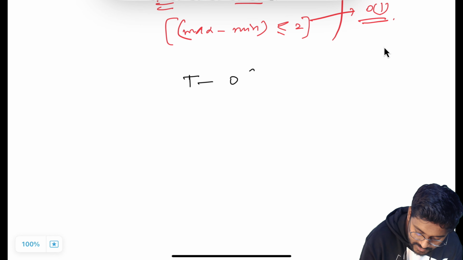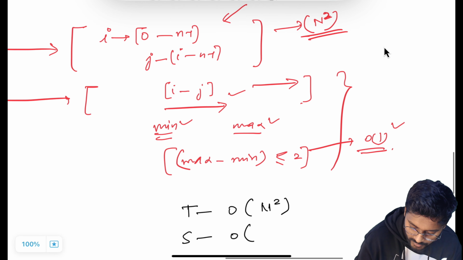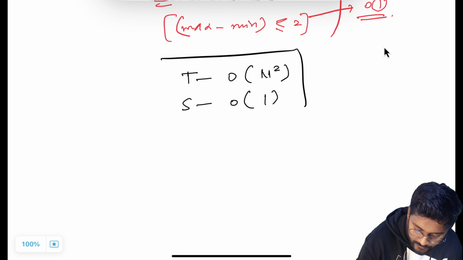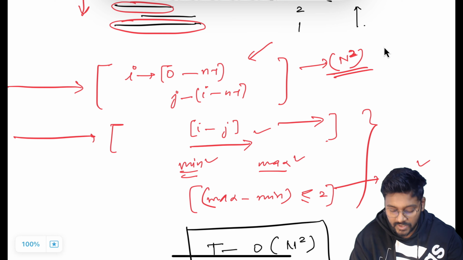So what is the time complexity of this approach? N square. And what about the space complexity? Are you taking any extra space? No, just two variables, order of 1. So this is the time and space complexity if we approach it by calculating all the subarrays.